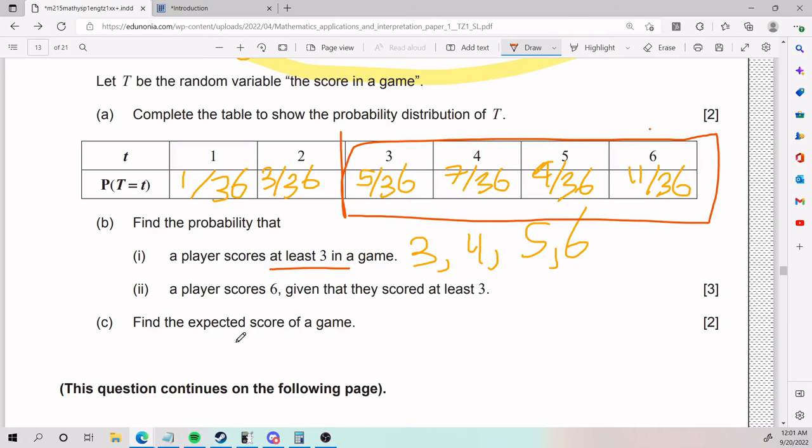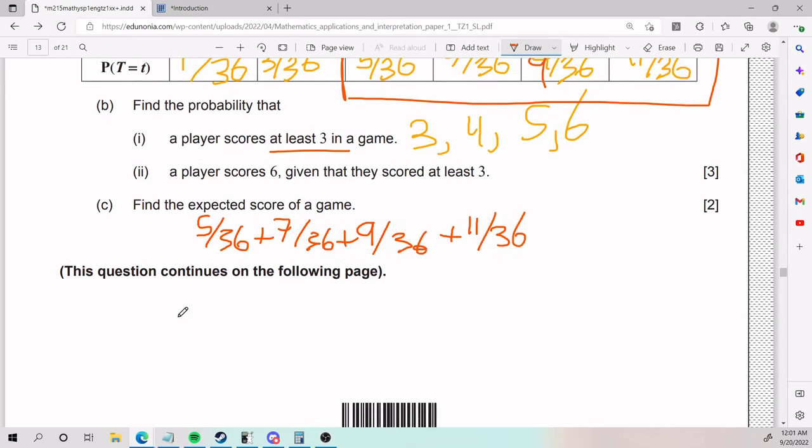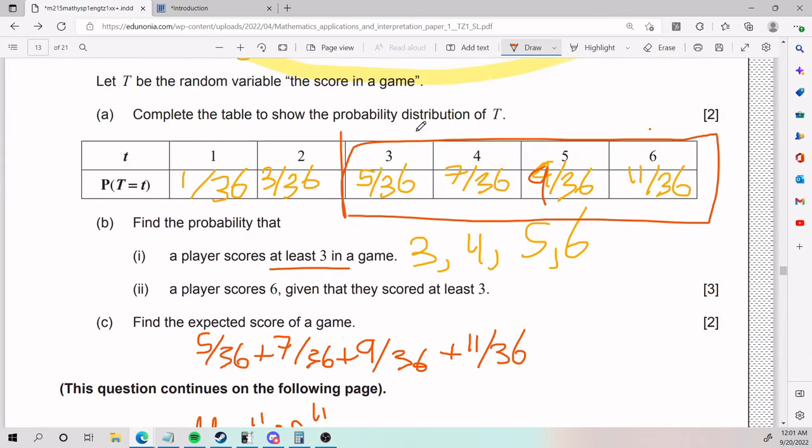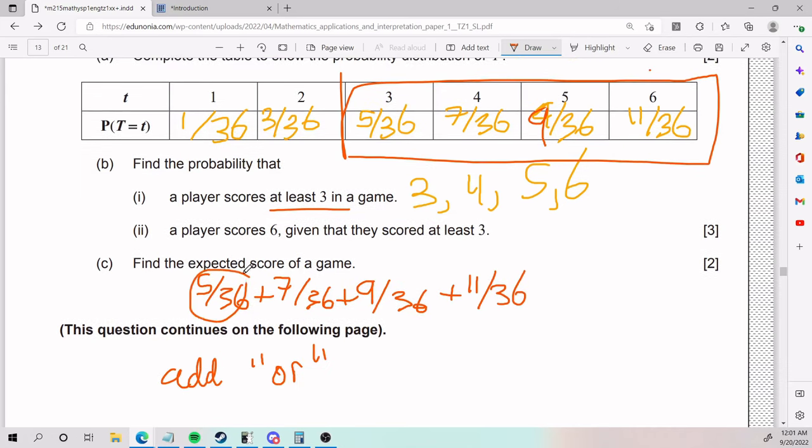We will have 5 over 36 plus 7 over 36 plus 9 over 36, sorry, that is a 9 by the way, plus 11 over 36. Why am I adding here? Because you add when you talk with or in probabilities. So this player scores either 3 or 4 or 5 or 6. That is why we are adding.